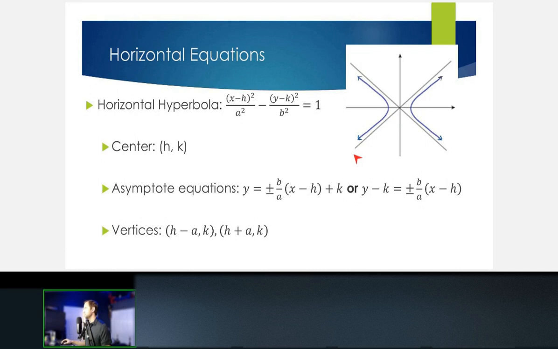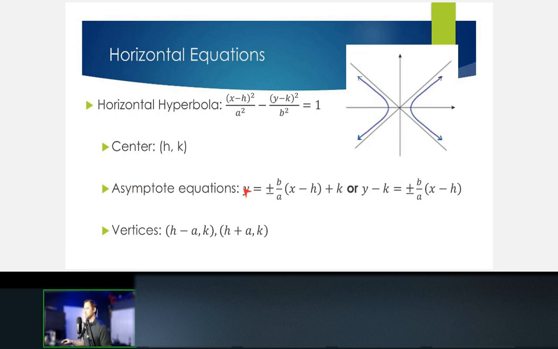Without these diagonals, it will be unclear how wide the hyperbolas are or how narrow they may be. So this is a guide. Remember, asymptotes are imaginary lines that your graph will not touch or cross over. Now, they will approach it like it's doing here, but it will never touch or cross over that line.